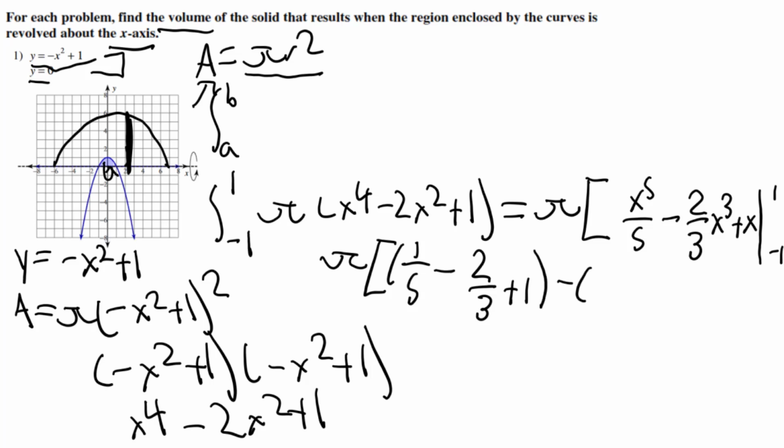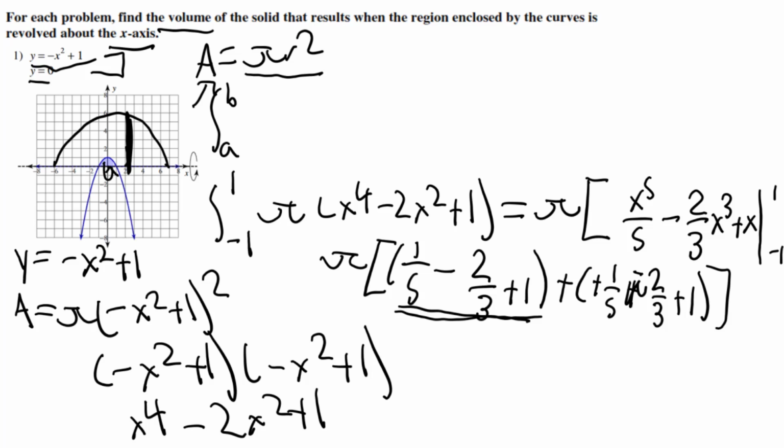Then we subtract the value we get when we evaluate it at negative 1. So we do this, and we get negative 1 over 5 plus 2 over 3 minus 1. As you can see, this is basically just 2 times this function, because all the values will go out to plus 1/5, and then this will go to minus 2/3 because we're putting in the negative sign, and then this will be plus 1. So it's basically just 2 times this value.